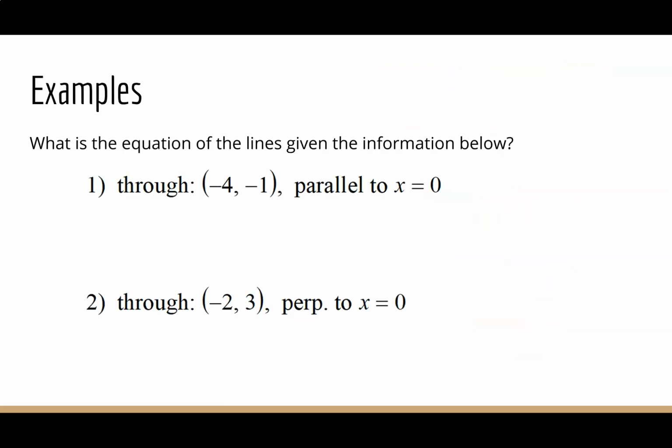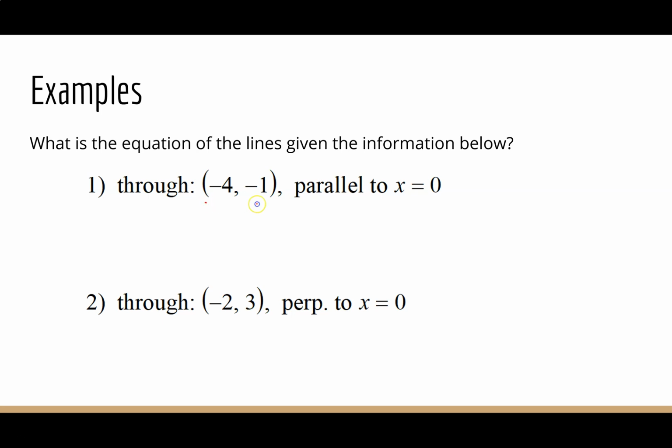Now, here's a couple examples where I am combining vertical and horizontal with parallel and perpendicular. So I said like 5 minutes ago that parallel and perpendicular tells you what your slope is going to be. However, if you're parallel or perpendicular to a vertical or a horizontal, then once again it's going to kind of fall apart. You just have to kind of know what the answer is.